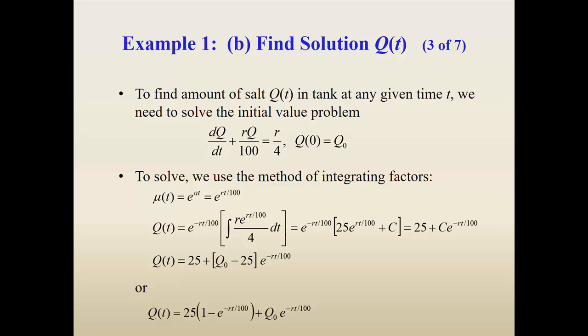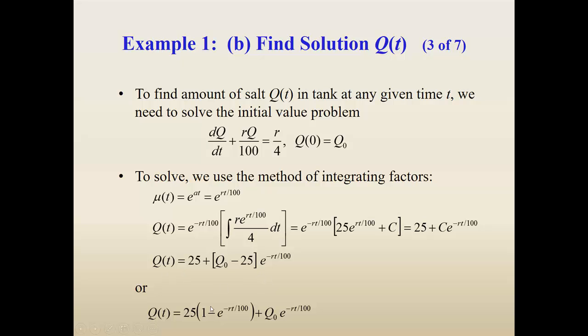Notice that the R over 4 is a constant, so focusing in on the integral, the integral of e to the RT over 100 is 100 divided by R. So R divided by 4 times 100 divided by R is going to be 25. So we get our final answer here. Q of t is this function. Note, we have this initial condition, so plug that into this Q of t function, and you can solve for c, because e to the 0 is equal to 1. So you get Q naught is equal to 25 plus c, or c is Q naught minus 25.